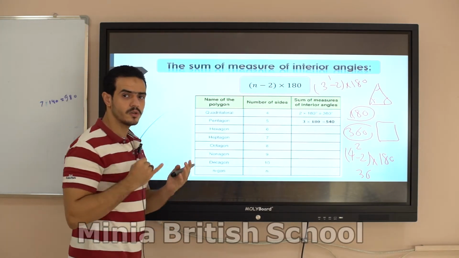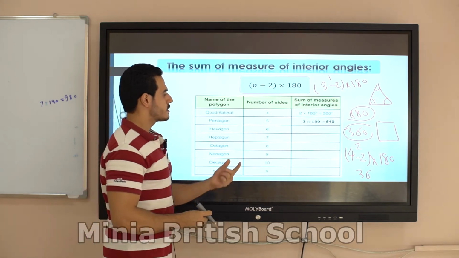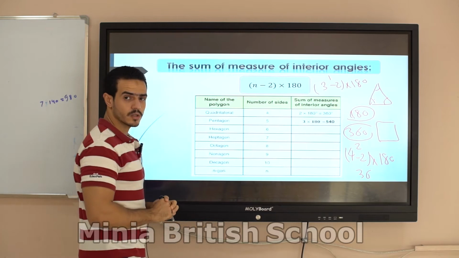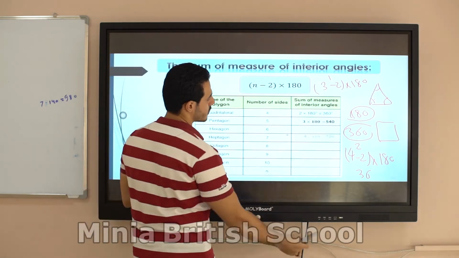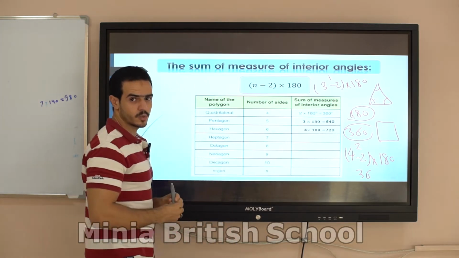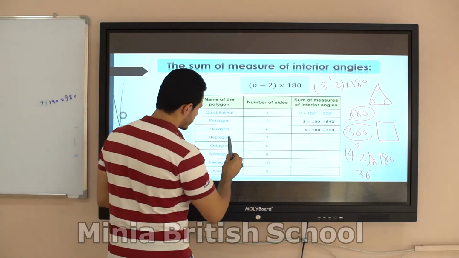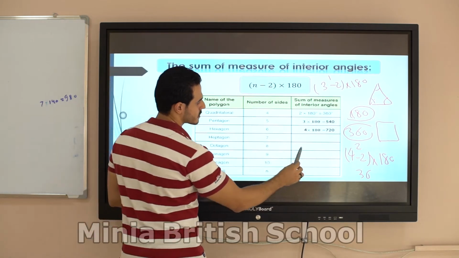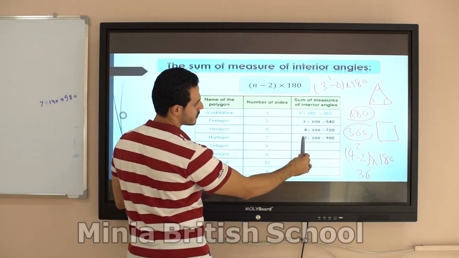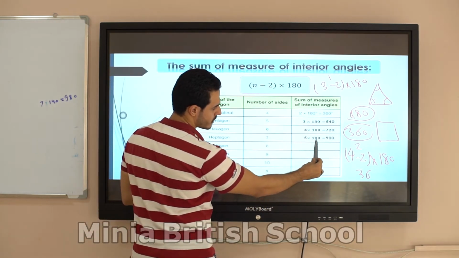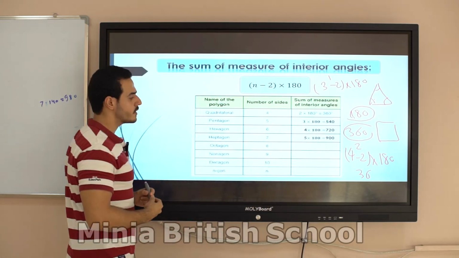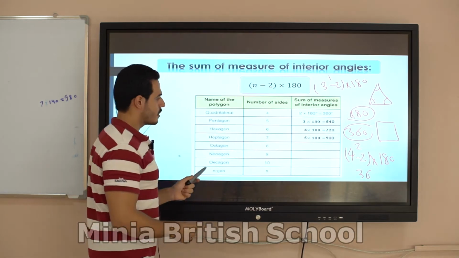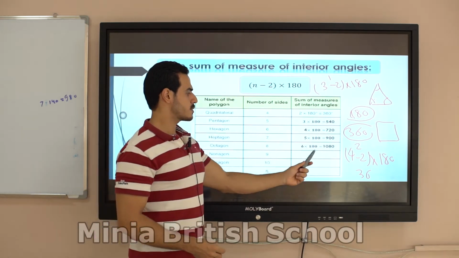Hexagon. A hexagon has 6 sides. So 6 minus 2 times 180. 6 minus 2 equals 4. 4 times 180 equals 720. Let's take the heptagon. A heptagon has 7 sides. 7 minus 2 times 180. 7 minus 2 equals 5. 5 times 180 is 900. And the octagon. Octagon, 6 times 180.